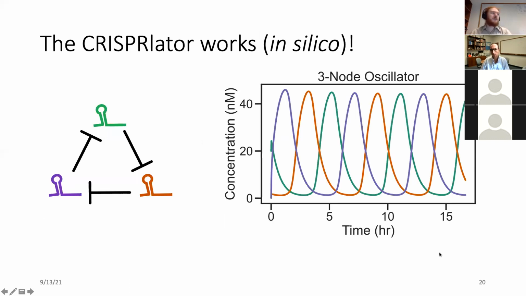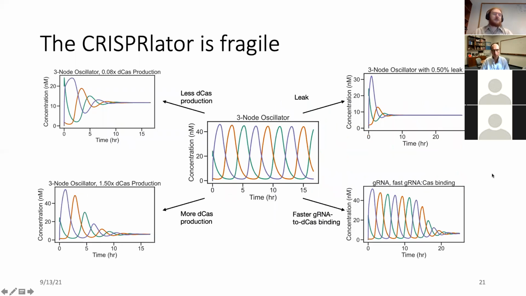If you use this model to simulate 3 guide RNAs repressing each other in this circuit, you find that it does oscillate, just like you would expect a repressilator to oscillate. But it's a fragile repressilator. Turns out there are a lot of parameters that you can shift just a bit that will destroy oscillations. So you can either add or remove dCas9 from the system, and it will stop oscillations from happening. Some strange things like increasing the binding rate between guide RNA and Cas9 will kill oscillations in the system.